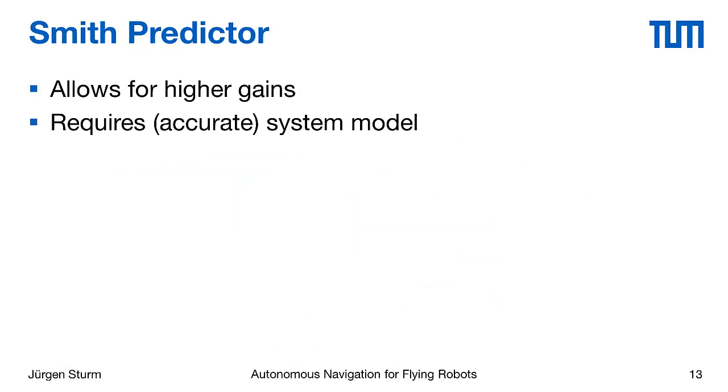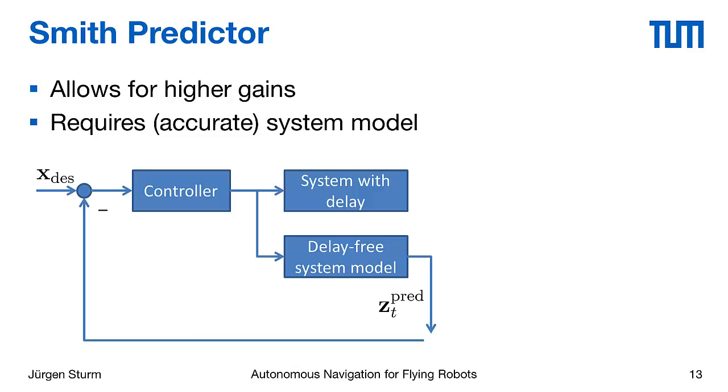Good. So there is a simple solution to accommodate for delays, and that's the so-called Smith predictor, which allows you to use higher gains than you could use if you just ignore the delays. However, the Smith predictor requires a very accurate system model, and you might not always have such an accurate model. So the idea of the Smith predictor is as follows.